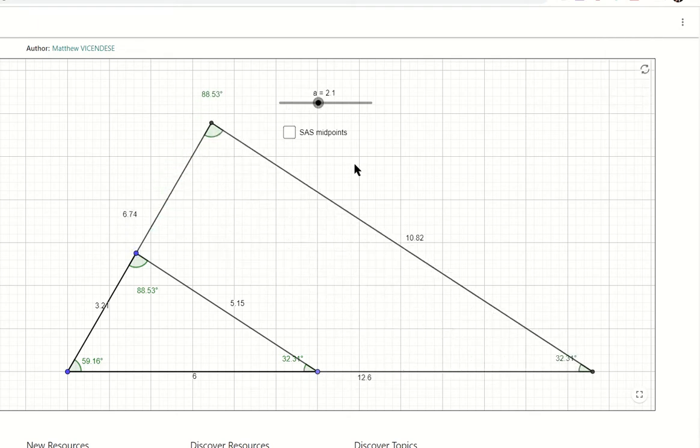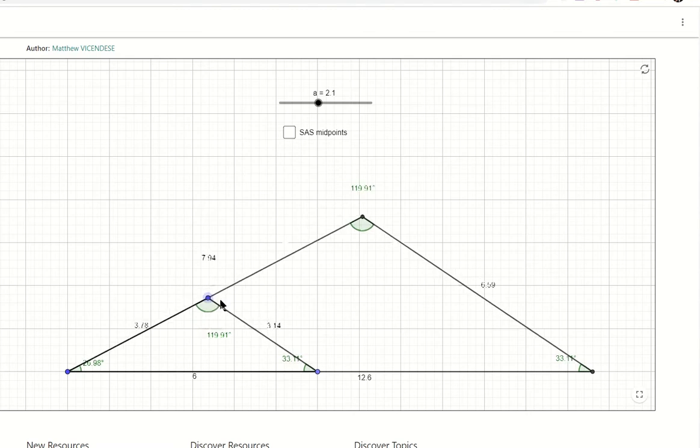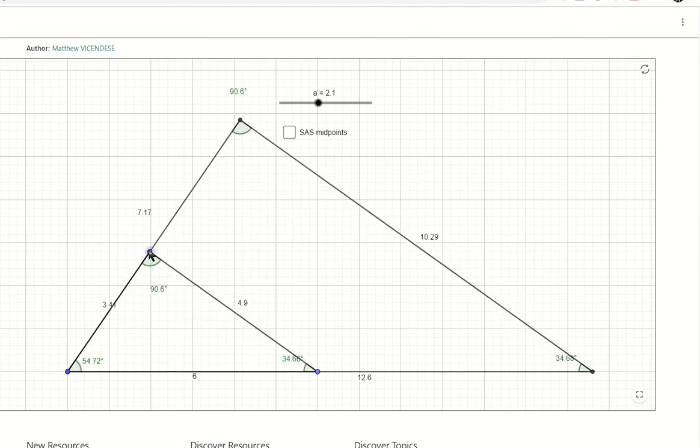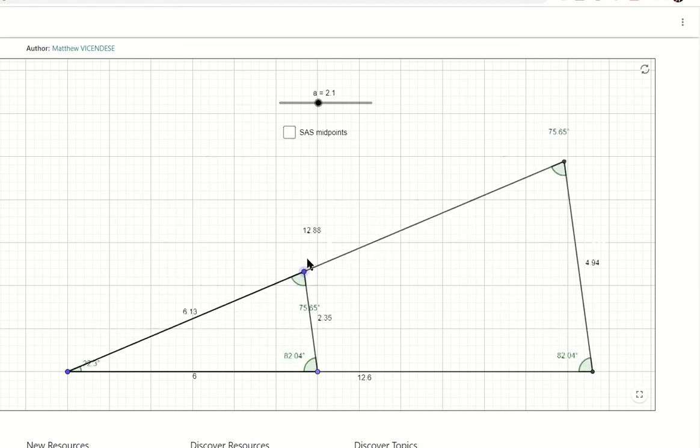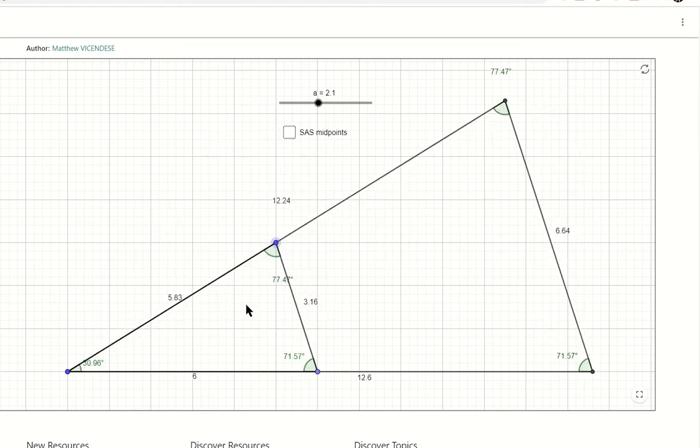Now let's quickly demonstrate some tests for similarity in triangles. First, let's move this point around so that we can notice that no matter what the angles are, they are the same in both triangles. Here you can see we got one angle of 86, another of 36, another of 56, and some decimal places. And if I move it over here, we can see that our angles are now 31, 71, and 77.